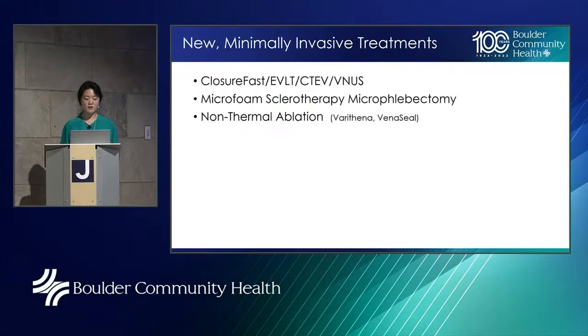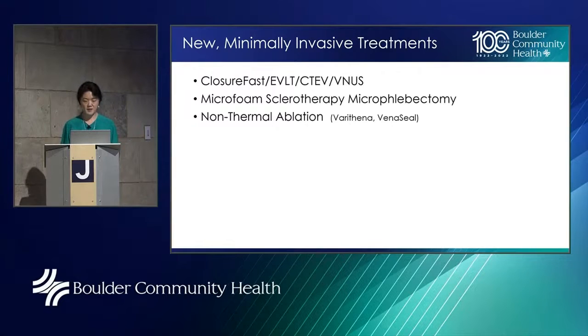Today, instead of stripping, we have heat and non-heat based ablation methods. Heat would be what you've probably heard of as laser ablation or radiofrequency ablation. Some of the terms are EVLT, VNUS, or Venus. These are some of the machines and names of machines out in the market that ablate the great saphenous and the lesser saphenous veins instead of stripping them.